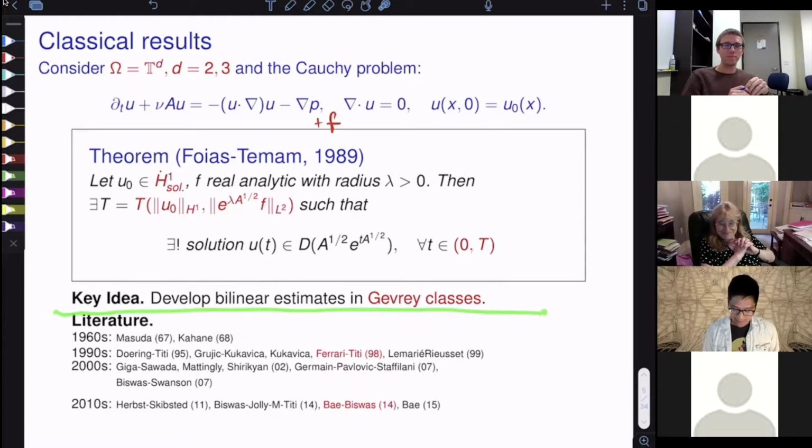And the key idea here was to develop bilinear estimates in Gevrey classes. So essentially continuity type bounds on the nonlinear term, this being the nonlinear term. Since it was introduced to the fluids community, it has become a classical way of showing that the solution is analytic or is smooth. And so there are many works here: Doering, Titi, Grujić, Kukavica, Ferrari, Titi, etc.